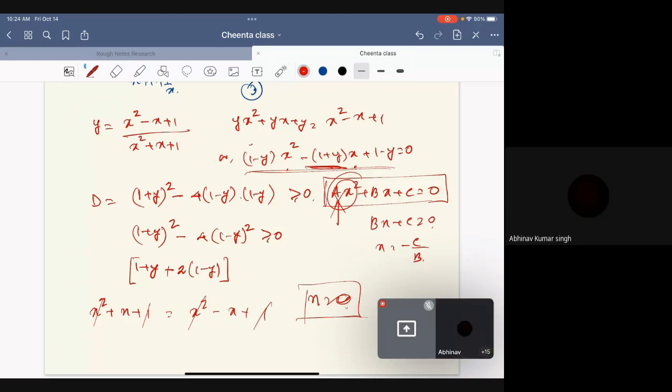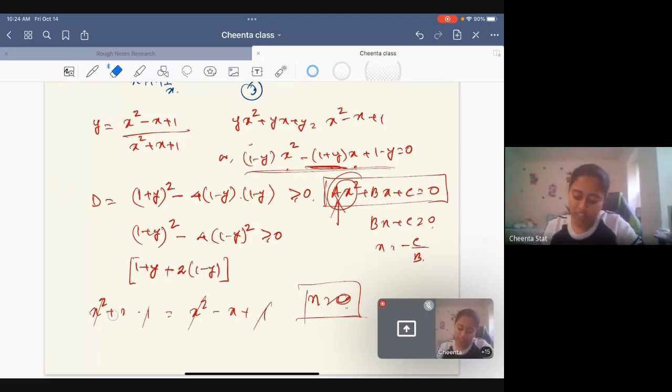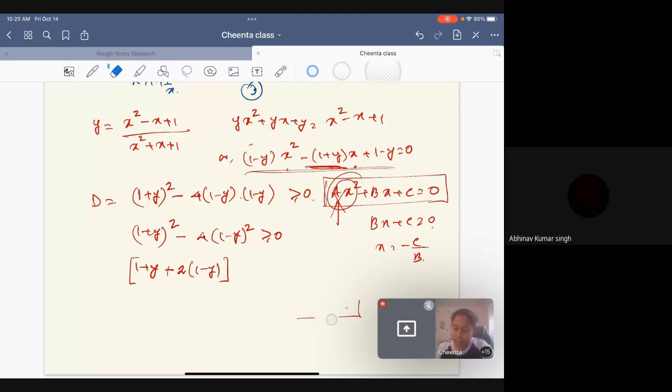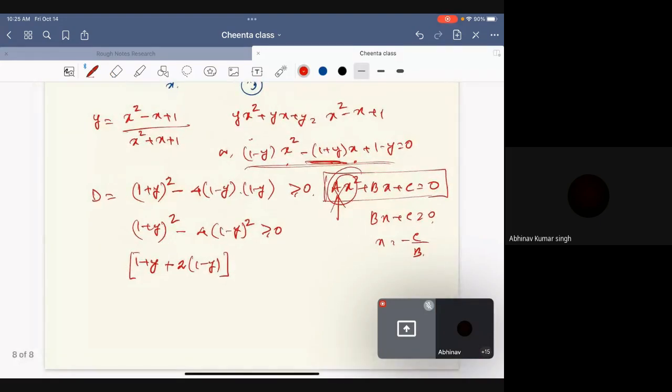Of course, ma'am, we are also getting a value y equals 1, and if we apply this discriminant formula, then we won't get this. We will be missing this value of y equals 1. No, we are not. Because ma'am, if we are applying the discriminant formula, we are considering that y is not equal to 1. Then we also have to take the case y equals 1, and if we get a real x for that, then it means y can also take the value 1, and we have to add that value.